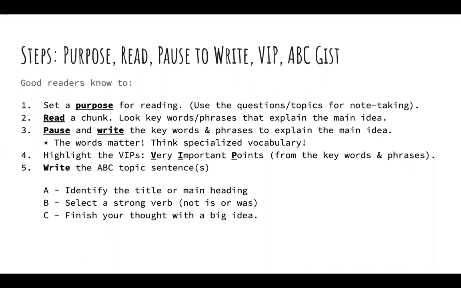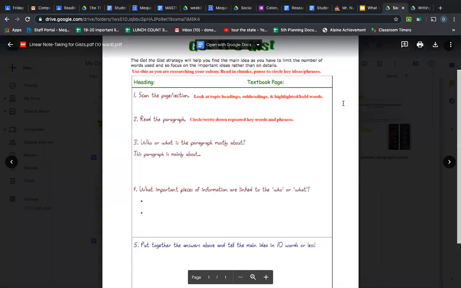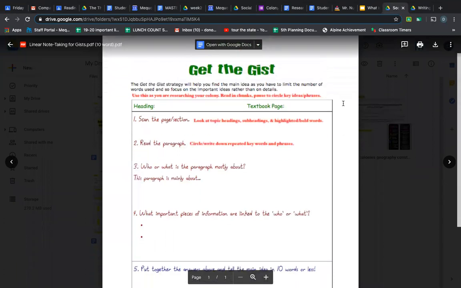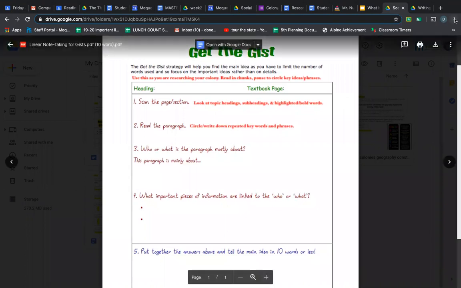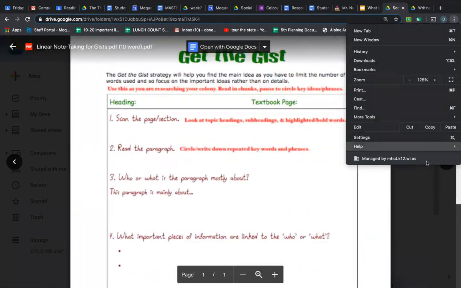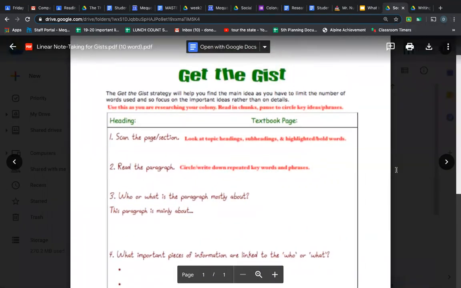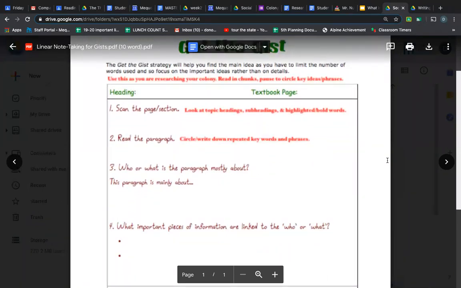Another thing that you can look at is a template that might help you on collecting some information. It's called Get a Gist. This document walks you through scanning the page, orienting yourself, reading a paragraph, and thinking about what this is mainly about. And then when you look at those most important pieces of information, I'd invite you to either highlight them or circle them after you've written them on that chart that Ms. Mitchell has described.